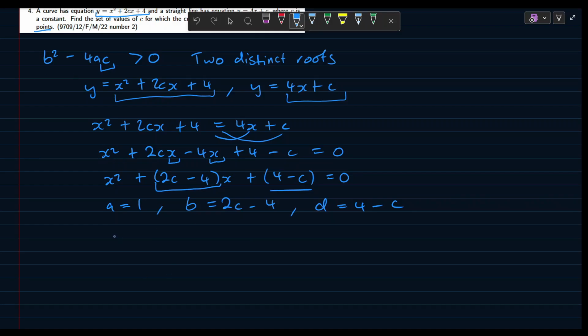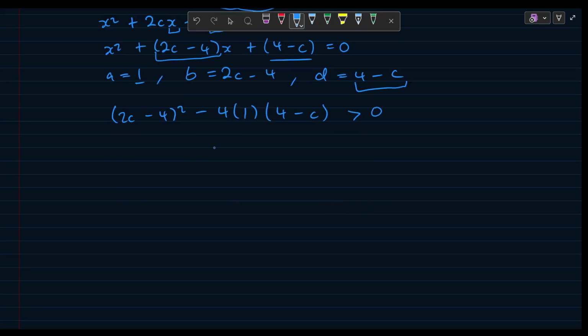So we've got b squared, that would be (2c minus 4) squared minus 4 times a, which is 1, times c, which we're saying we're going to represent as d, just so that we don't confuse the letters, 4 minus c, and this is all greater than 0. So let's expand our quadratic here. So let's start by squaring our 2c here. So square the 2 and then square the c. 2 squared is 4. Then we've got c squared.